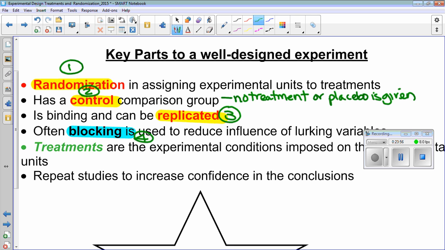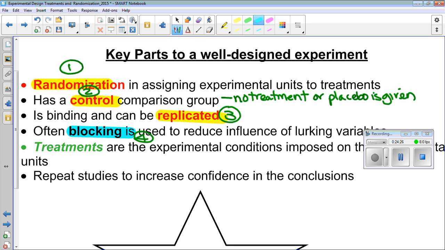Okay? Now, replication. Replicated. Sounds a lot like repeated, doesn't it? Okay? There's two kinds of replication, and one's a lot easier to do than the other. The first kind of replication means if you have these treatment groups, you have your aspirin group and you have your placebo group, you have more than one person, or you have 20 people in each group. That's a form of replication.